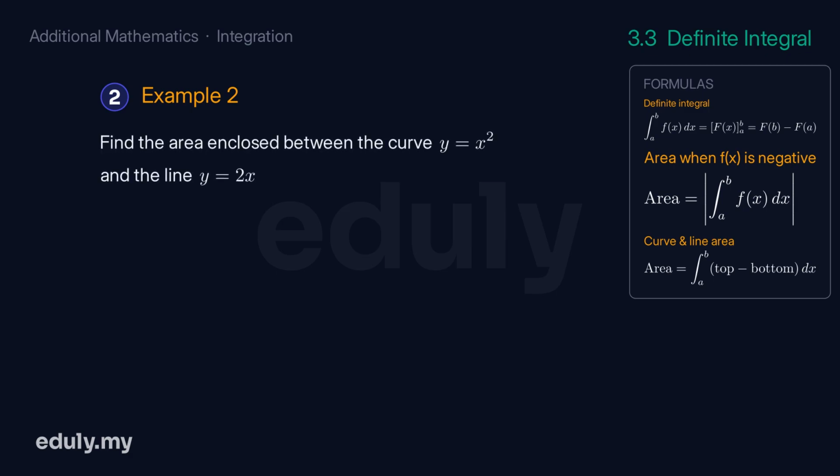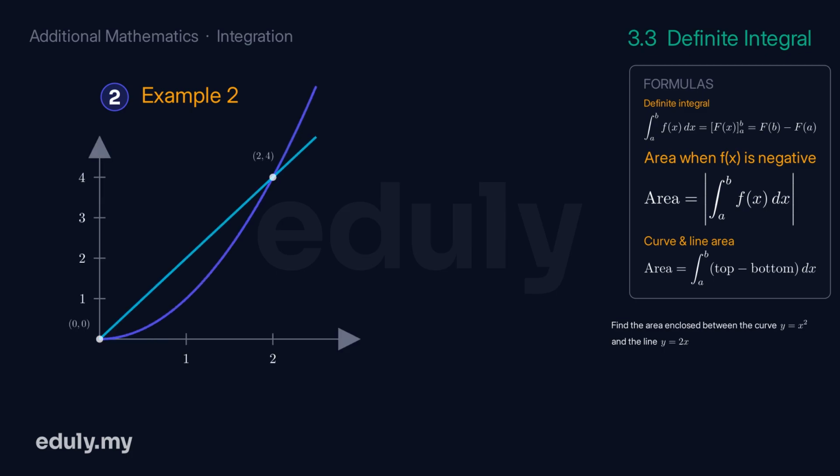Find the area of the region enclosed between the curve y equals x² and the straight line y equals 2x. First, find where they meet. x squared equals 2x gives x equals 0 or x equals 2, meeting at (0, 0) and (2, 4). Check which one is on top. At x equals 1, the line gives 2, the curve gives 1, so the line sits above the curve throughout.